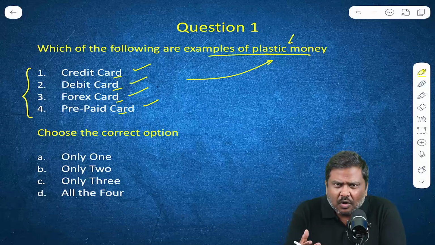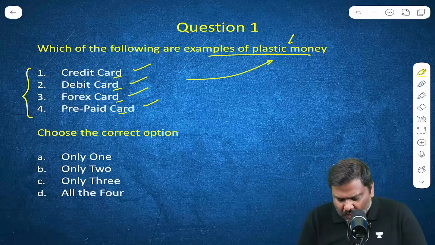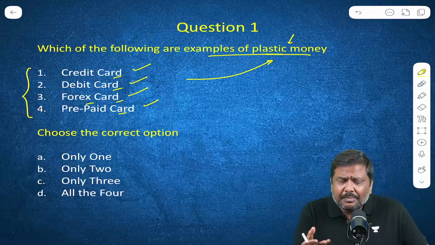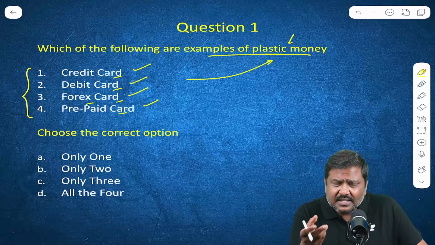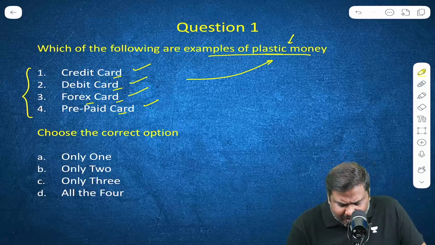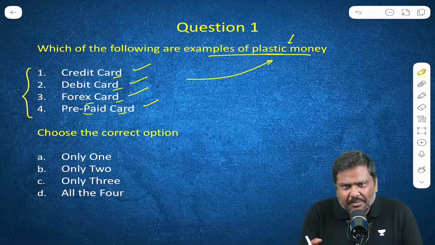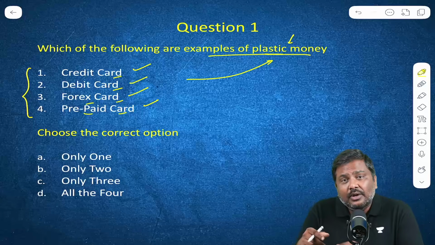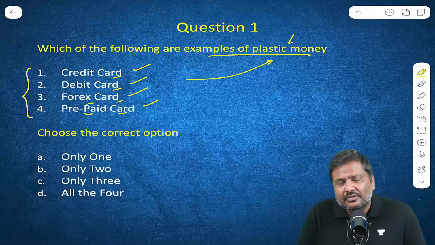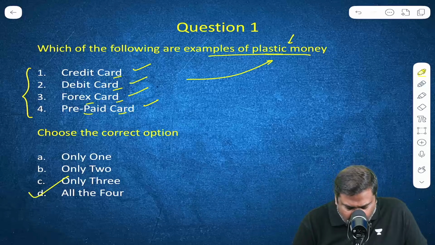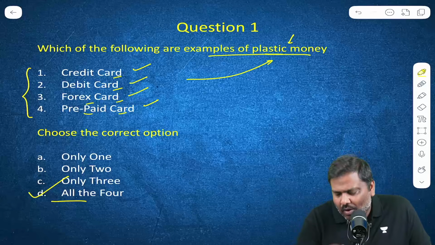You are aware of the debit as well as credit card. What is the idea of a forex card? This is basically a type of prepaid card where foreign currencies are loaded, which can be used to make payments in the foreign market. And prepaid cards are basically cards which already have money loaded onto them, and you can use them to purchase certain types of goods in India's market. So this is question number 1. The right option is option D, all the 4.